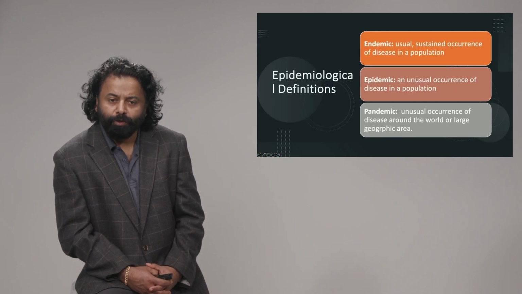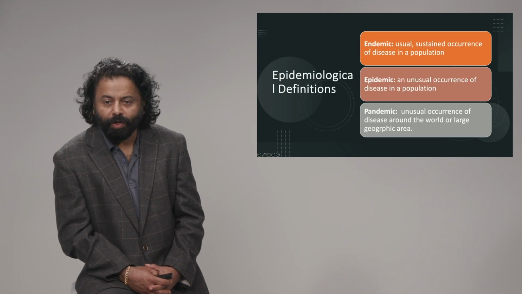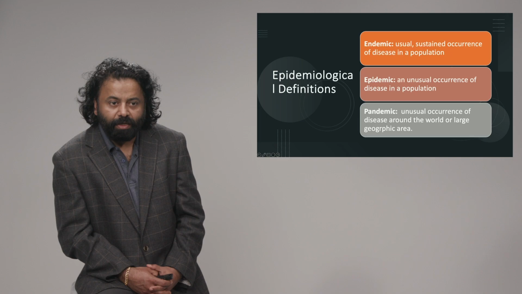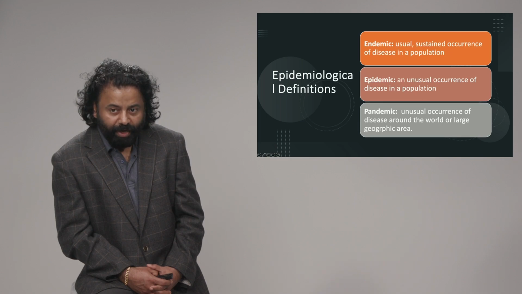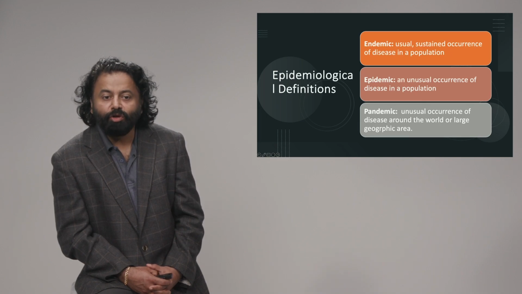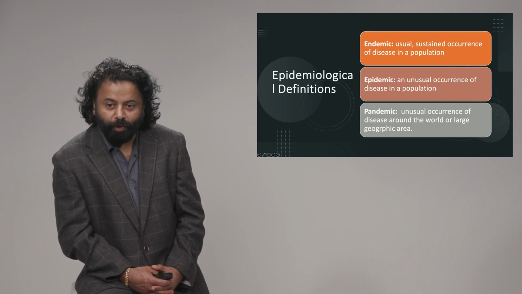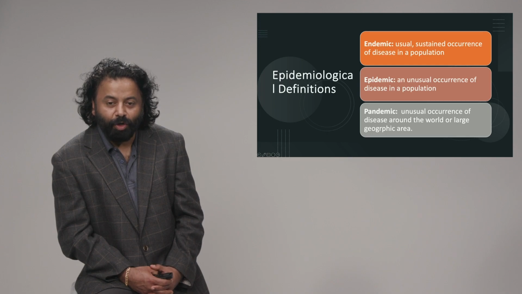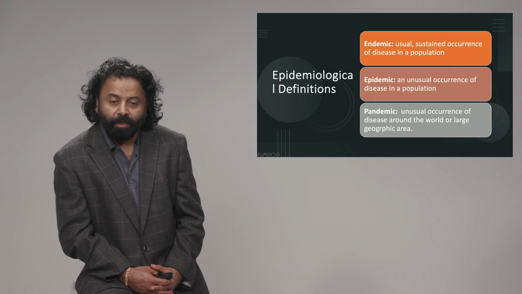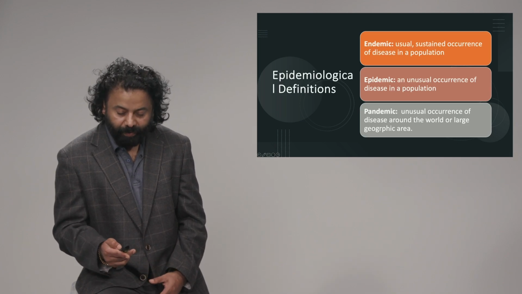Endemic is the usual, sustained occurrence of a disease in a population. These are the major epidemiological definitions which you are looking at. Epidemic is the unusual occurrence of a disease in a population, and pandemic is the unusual spread of disease globally or in a larger geographic area. And whenever you hear pandemic, the first thing that comes to your mind would be COVID, right? So it was an unusual spread of disease globally.